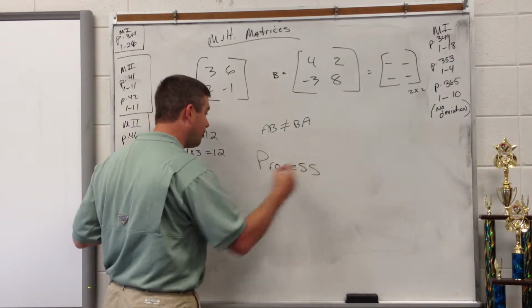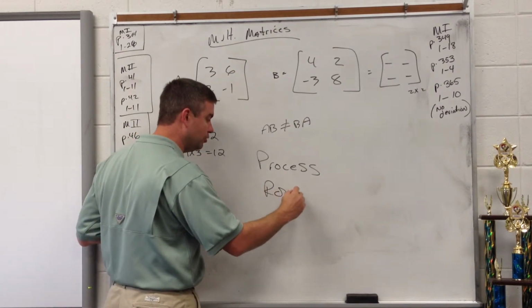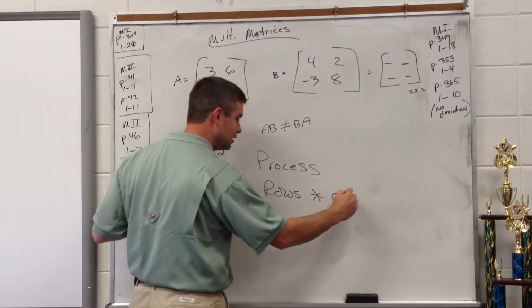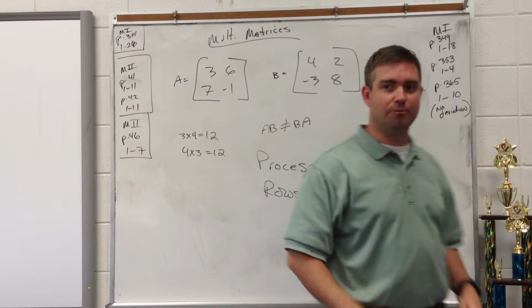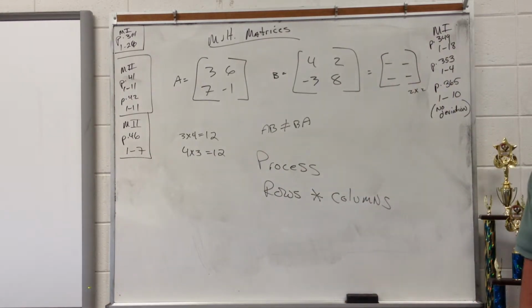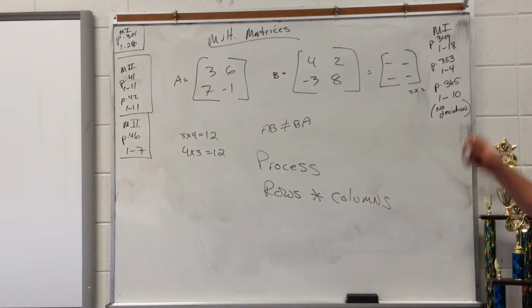Process. The process of multiplying matrices is rows times columns. If you remember that process, you'll be okay. You'll get the problems right. It won't be that hard of a problem. Rows times columns. I know you don't know what that means yet, but write it down. And when you're thinking about these problems, you're doing them tonight or whatever, look at rows times columns. Okay? Questions? All right, now we're going to do our first example.